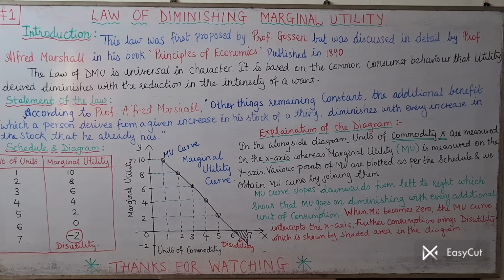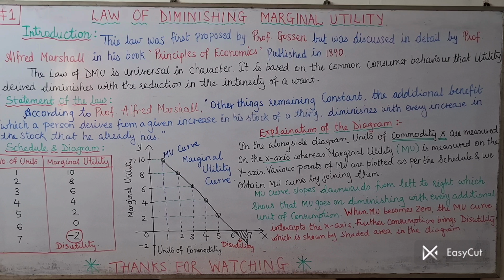The law of DMU was first proposed by Professor Gossen but was discussed in detail by Professor Alfred Marshall in his book Principles of Economics, published in the year 1890. So I repeat, this law of DMU was originally first proposed by Professor Gossen, but at that time he did not discuss it in detail. So that's why a need was felt to discuss this law in detail, and it was done by Professor Alfred Marshall in his book Principles of Economics, which was published in the year 1890.